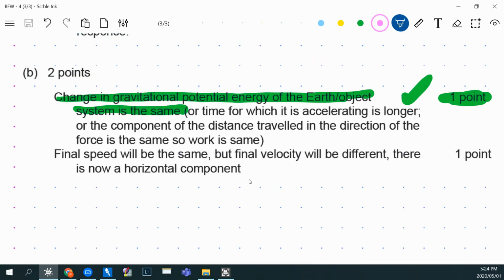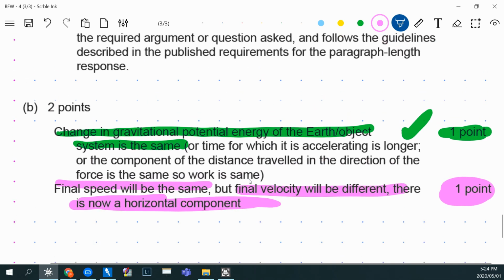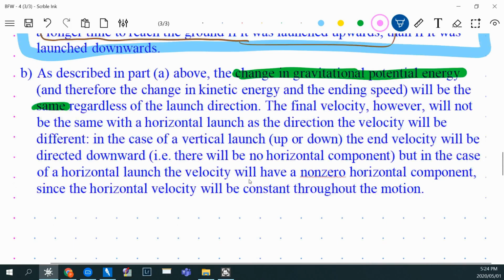One more point. Am I going to ace it or not? Let's find out. The final speeds will be the same. This is in that horizontal launch versus the vertical launch. So the final speeds will be the same, but the final velocity will be different as there is now a horizontal component. And I know I nailed that one for sure, because as soon as I saw the word velocity, I'm immediately thinking, aha, speed versus velocity. Velocity is a vector. It includes direction. So I definitely got that in here.